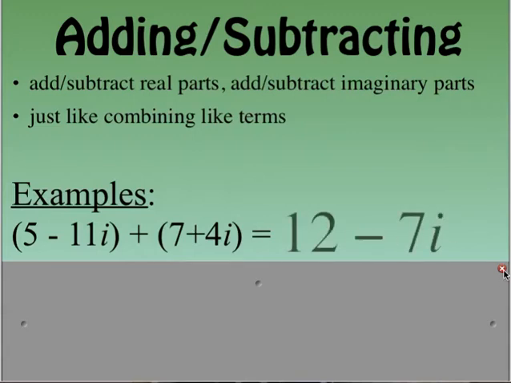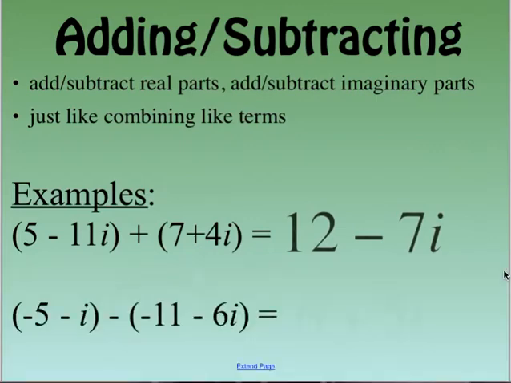The second example I have is negative 5 minus i, and then minus the quantity negative 11 minus 6i. Now, don't forget when you're subtracting this, you have to distribute that negative. And so the negative 11 will become a positive, and the negative 6i will become a positive 6i. So then I have negative 5 plus 11, which is going to be 6, and negative i plus 6i, which is going to be 5i.